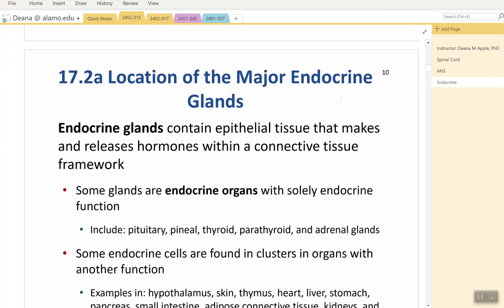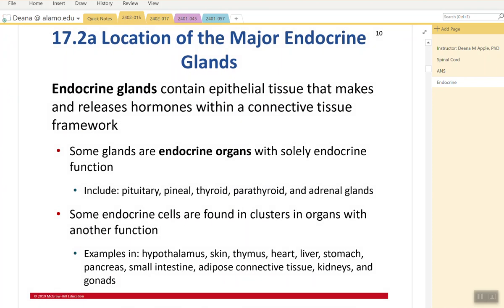So endocrine glands are where all the action is going to take place as far as getting these hormones ready to go. So these are epithelial tissues typically that have a connective tissue matrix or framework around them. Some of these glands are endocrine organs, and some of these are other organs that have an endocrine function. So like the pituitary gland is a strictly endocrine organ. The adrenal gland, the thyroid gland, strictly endocrine organs.